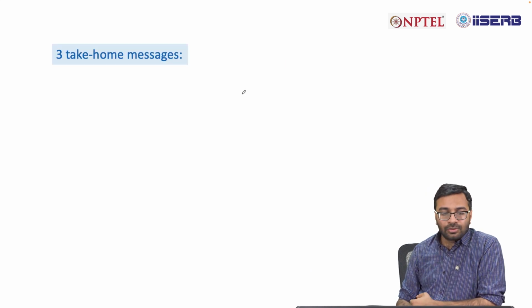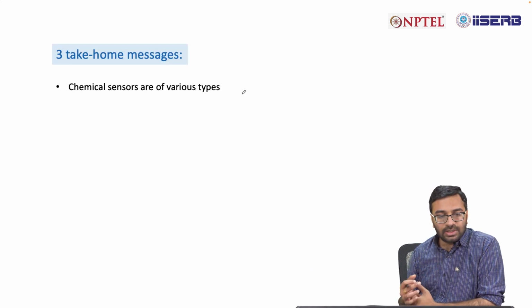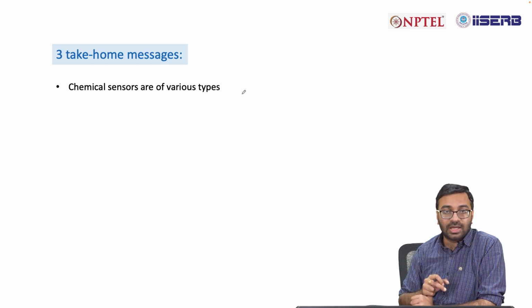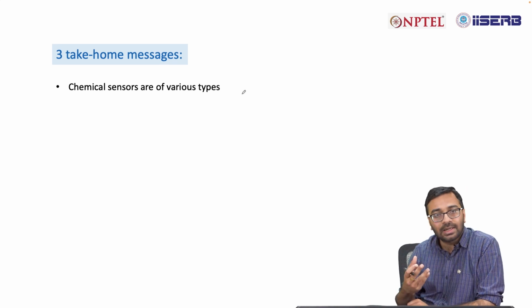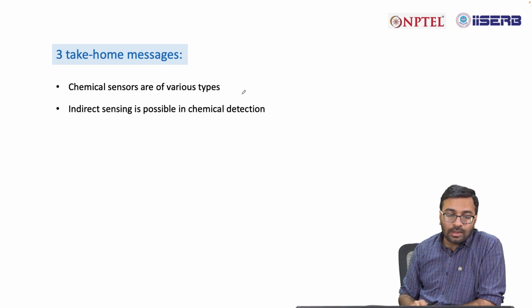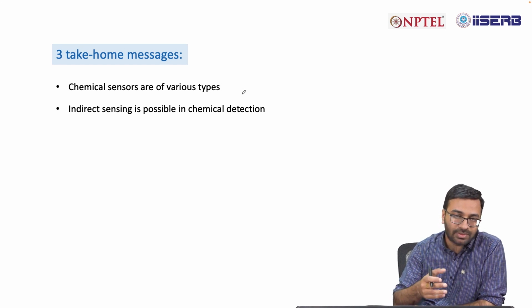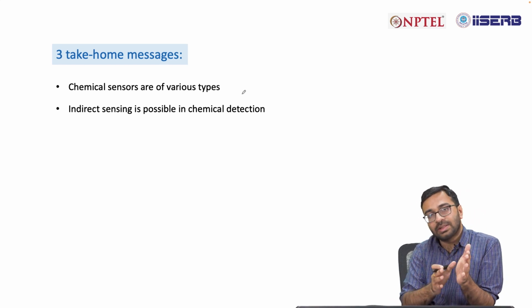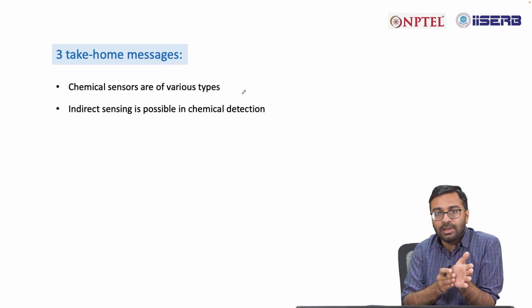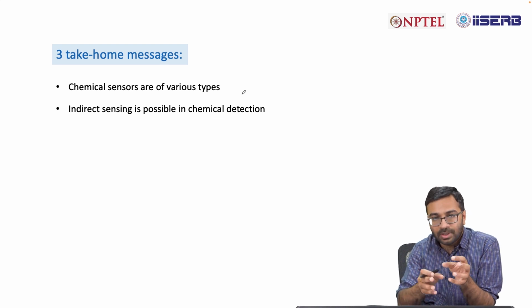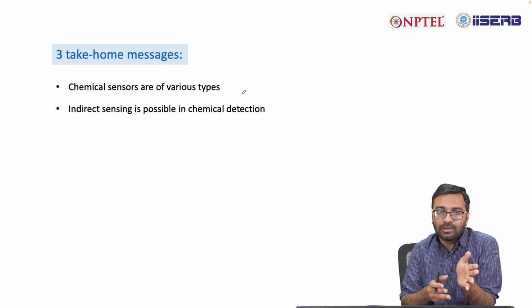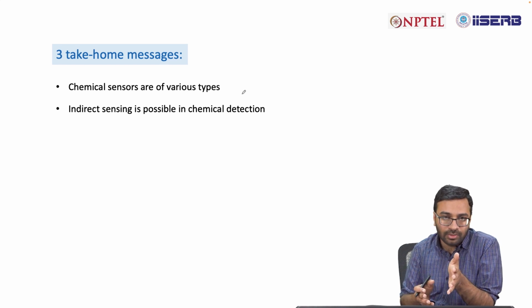Okay, so the take-home messages from today's lecture: chemical sensors are of various types, like other sensors as well. We have seen this can be physically reactive, this can be chemically reactive. Then we have the direct sensing and indirect sensing concept. Indirect sensing is possible in chemical detection. One example we have seen is that if there is a chemical sensor which shows a change in color, the same can be integrated with an optical system, through which you can detect the change in color in terms of electrical output.